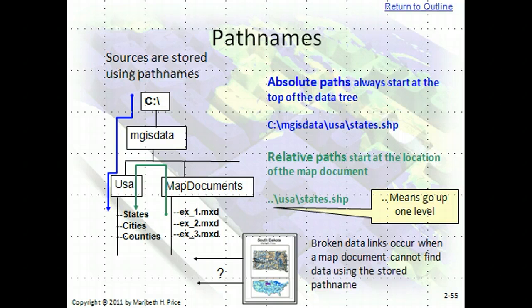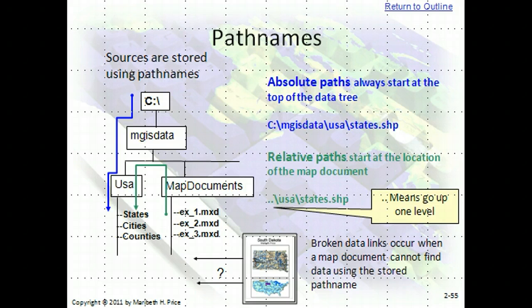A double dot indicates movement up one folder. So the relative path name shown on this slide indicates a search up one folder and then down into the USA folder and then to the States feature class. Map documents can store either absolute or relative path names chosen by the user.